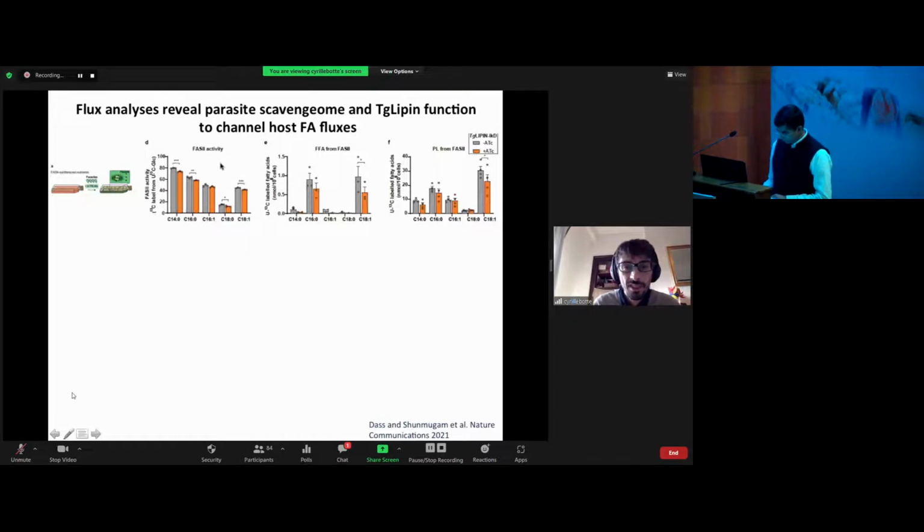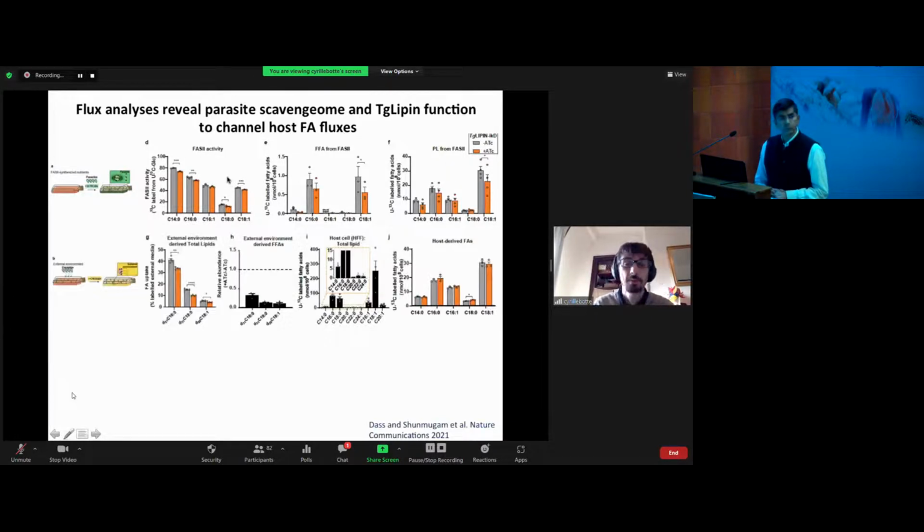We looked at the FASII activity in all of our fatty acids, and what we could see is that the mutant is in orange and the wild type is in gray. In the absence of the lipin, we have a decrease of the FASII activity. We have a decrease of the free fatty acid present in the parasite, and we have a decrease of the phospholipid coming from the FASII pathway. So first answer, the free fatty acid accumulation in the lipin mutant doesn't come from FASII, and it seems that in the absence of lipin, FASII is decreasing its activity, as we previously saw with the metabolic reprogramming.